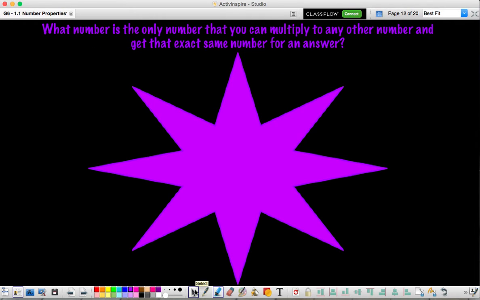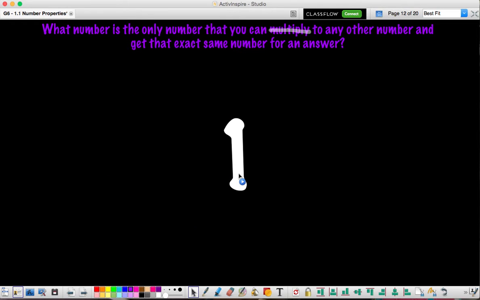Right? And then looking forward, what number is the only number that you can multiply to any other number and get that exact same number for an answer? So if I said 5 times this number is 5, what is that missing number? And be careful, it's not 0. 0 only works when we're talking about addition. We're talking about multiplication, so this is completely different. So now that number is no longer 0, it is 1.